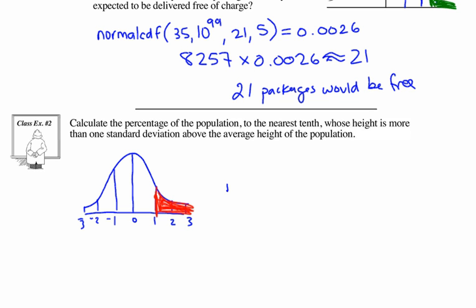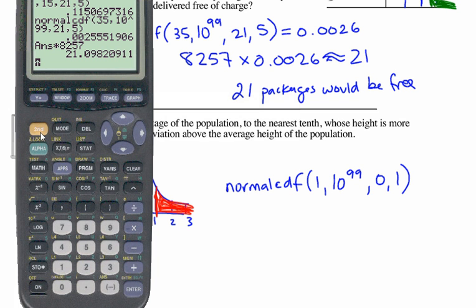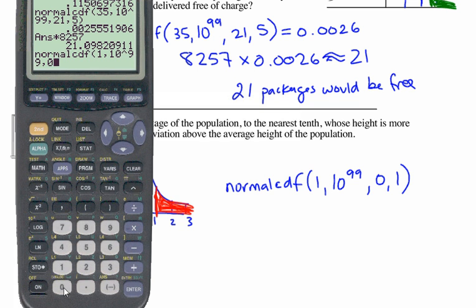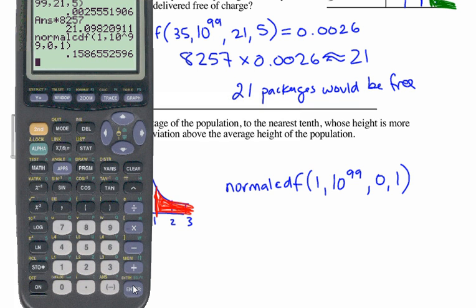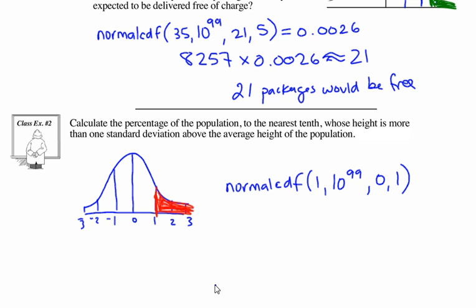So normal CDF, our lower bound is 1, all the way to infinity, 10 to the 99. You could put our mean is 0 and our standard deviation is 1, but since we're using z-scores, you don't have to type that in. So second VARS, number 2, 1, comma, to infinity, 10 to the power of 99, comma 0, comma 1. And we get 0.1586.